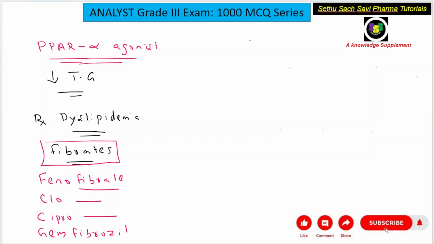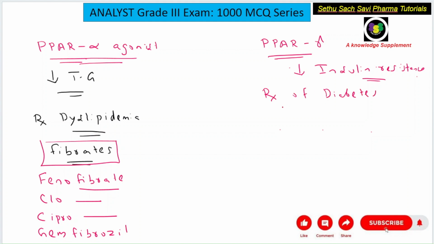Now, the next important class of PPAR subtype is PPAR gamma, nothing but peroxisome proliferator-activated receptor gamma subtype. Activation of this particular receptor has been shown to decrease insulin resistance. So if it decreases insulin resistance, what is the clinical benefit? Yes, we can use it in the treatment of diabetes. So those drugs which can stimulate PPAR gamma can be used in the treatment of diabetes mellitus.